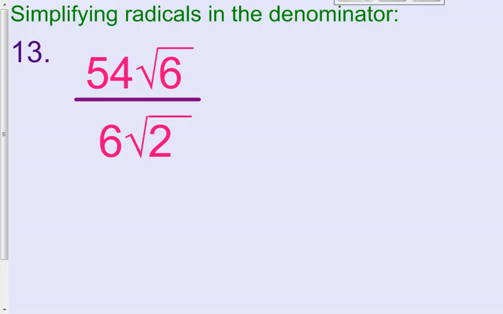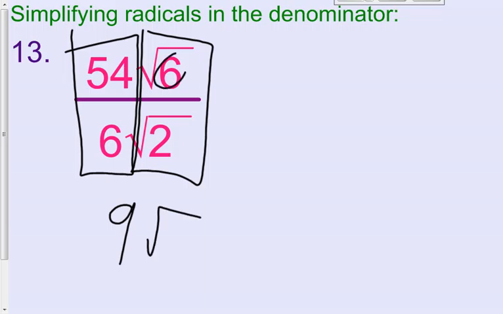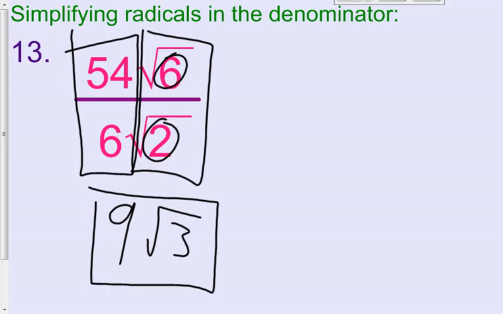Let's try another one. 13. I can divide my coefficients. 54 divided by 6, that is 9. And I can divide my radicals. The square root of 6 divided by the square root of 2. I keep that square root and I divide the numbers underneath the square roots. 6 divided by 2 is 3. And that's as far as we can go, class. So I circle my answer right here. I cannot simplify the square root of 3, so I can't do any more simplifying. 9 square root of 3 is my answer.